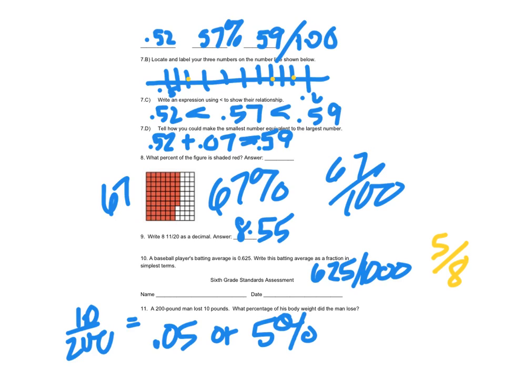All right. Now, percent increase and decrease is what this next problem is about. A 200-pound man loses 10 pounds. What percent of his body weight did the man lose? So the percent increase or decrease over the original. So 10 over 200, that's 0.05 or 5%. So that's that.